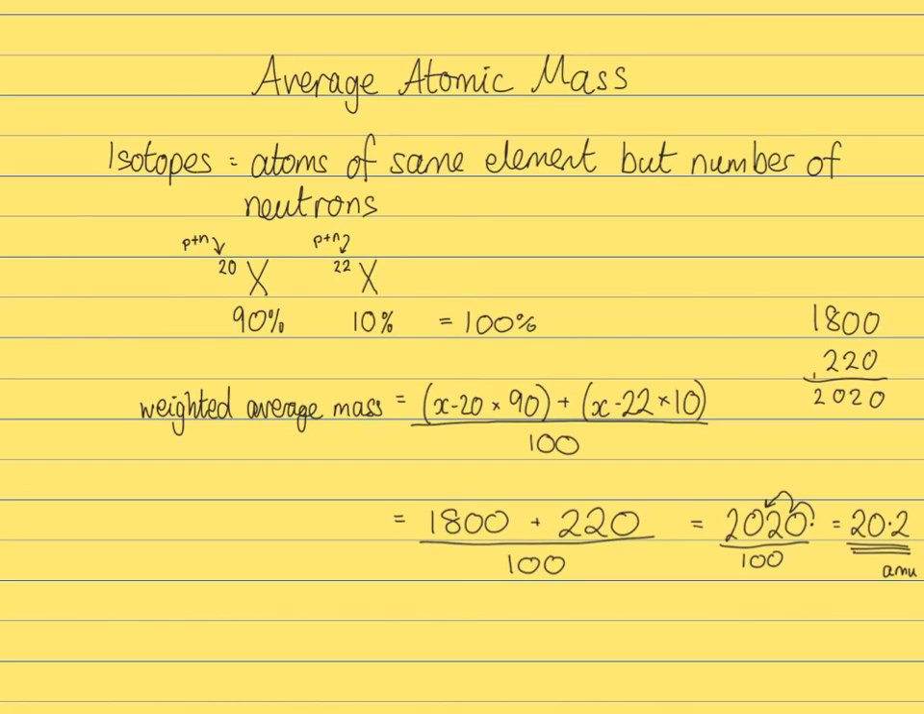You can check whether or not that's the right answer. You would look at your abundance and see which it is closest to, 90% or 10%. You'd expect 90% to have the mass number closer to it. So 20 closest to 20. And we've got our number closest to 20, so this is likely to be correct.